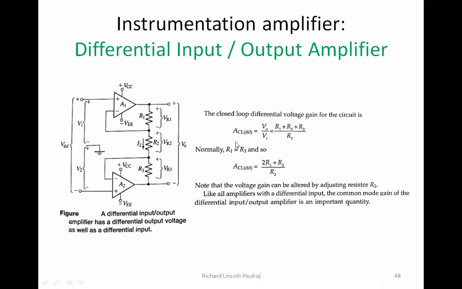So we saw that the differential closed loop gain is V naught by input, which is R1 plus R2 plus R3 divided by R2. Usually what we do is we take R1 and R3 to be equal. That's because I want these op-amps to be as identical as possible. I do not want different types of outputs coming from op-amp 1 and op-amp 2. I want identical outputs. So usually I will not play around with R1 and R3, but try to keep them as constant as possible.